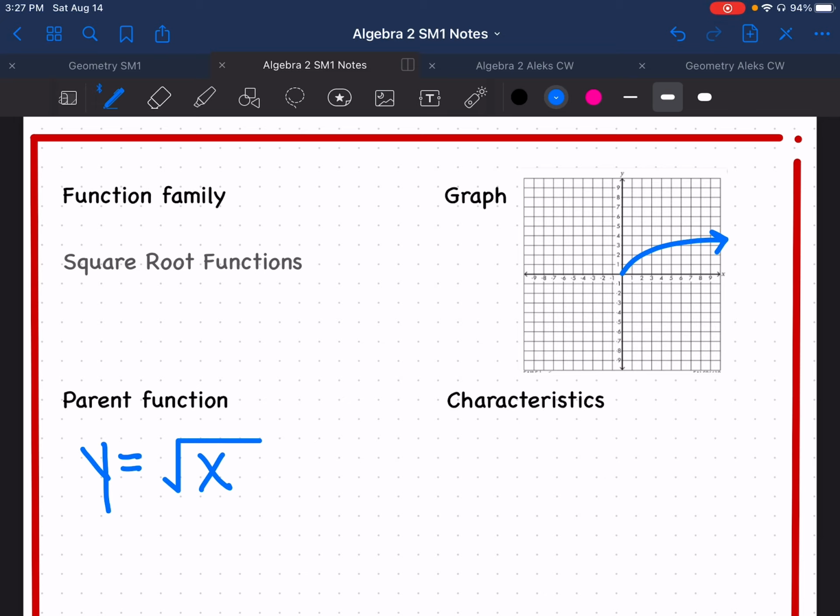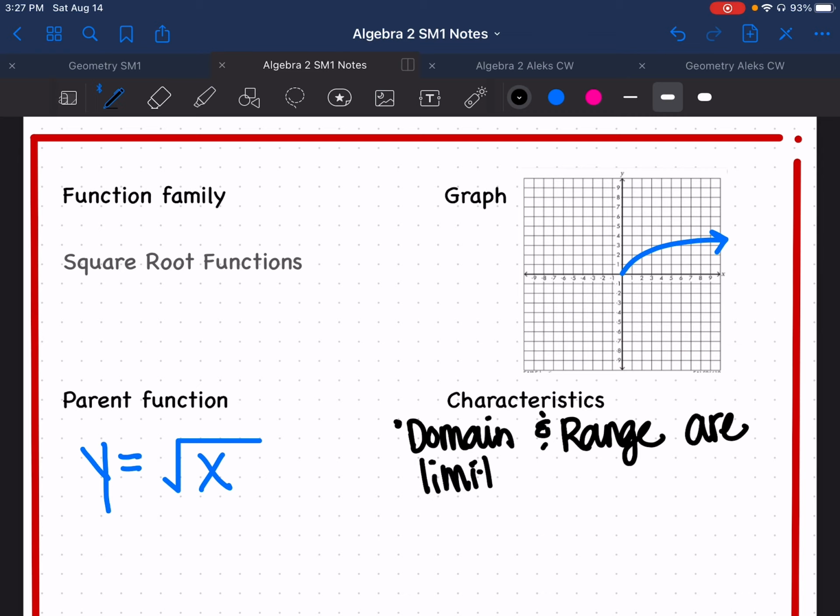All right, the parent function for this one looks something like this. It kind of starts at the origin and goes off to infinity towards the right side of my graph. Some characteristics about this function. The domain and range are limited to my real numbers greater than or equal to 0.